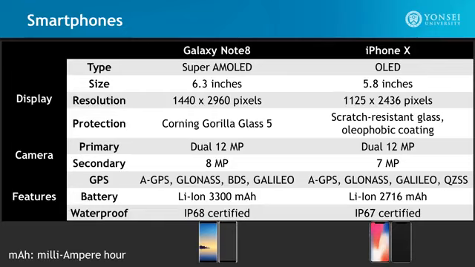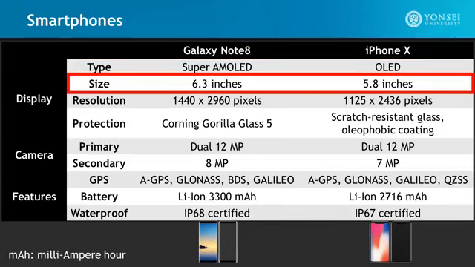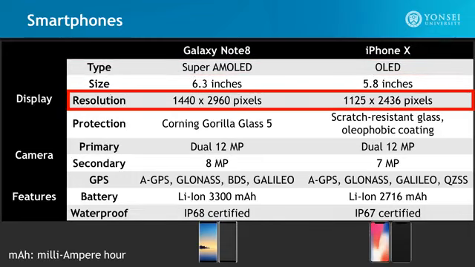We now look into display, camera, and additional features. The types of the display are Super AMOLED for Galaxy Note 8, and for iPhone X, it's OLED. The meaning of this, of course, I will explain in detail later. The display size is 6.3 inches for Galaxy Note 8 and 5.8 inches for iPhone X. The resolution for Galaxy Note 8 is 1440 by 2960 pixels and 1125 by 2436 pixels for the iPhone X.